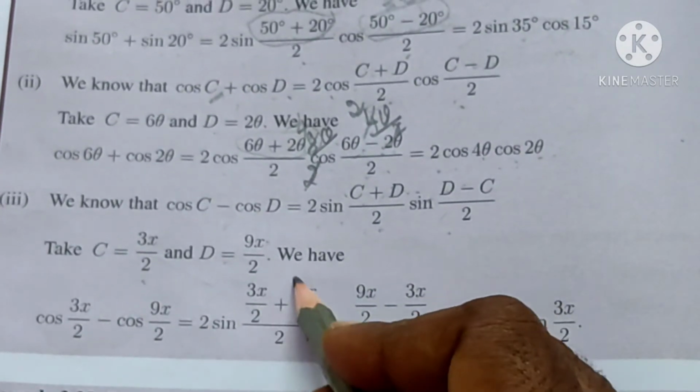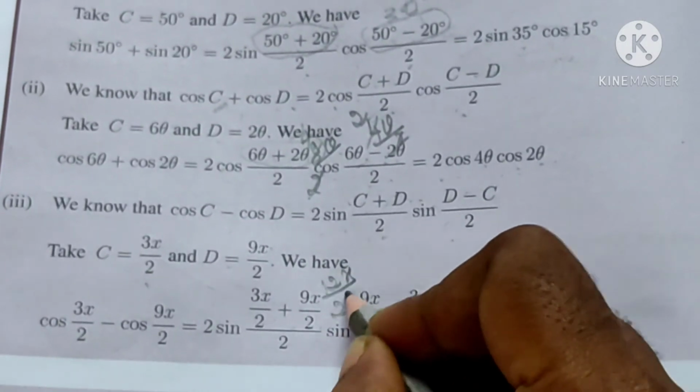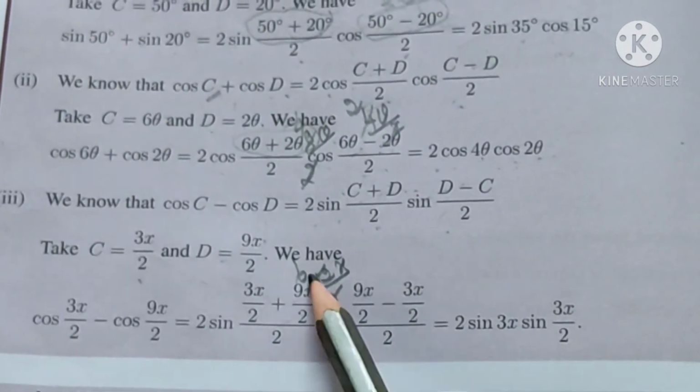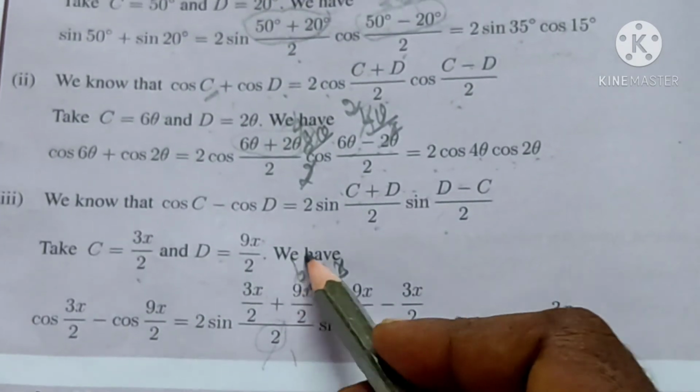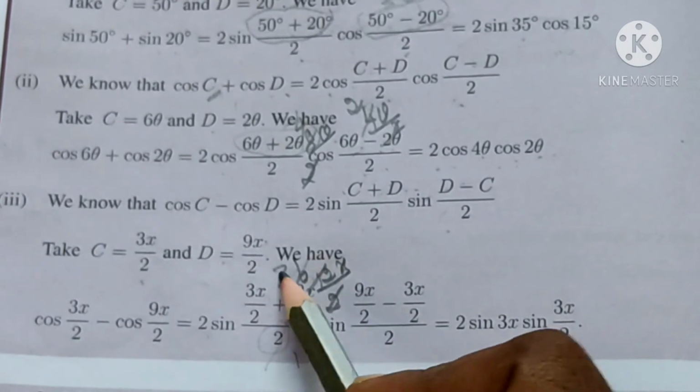Denominator equal, we add the numerator. Numerator is 12x. 12x by 2. 1 2 is 2, 6 2 is 12. Here we get 6x. But 6x by 2, again find out the cancellation. 1 2 is 2, 3 2's are 6. So 2 into sine 3x.